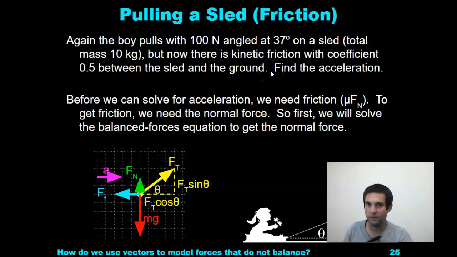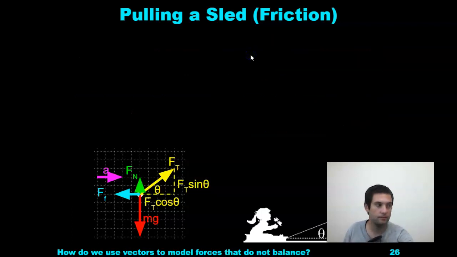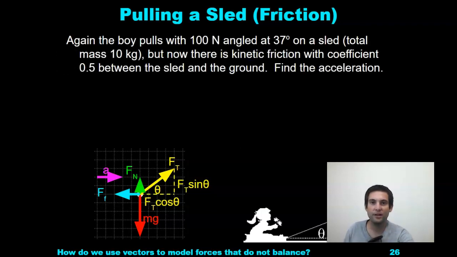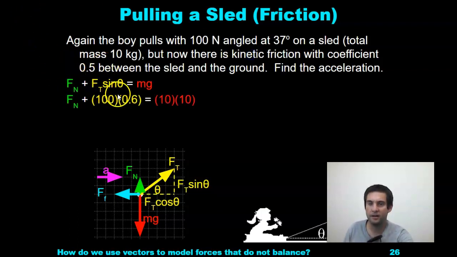Before we can solve for acceleration, we need friction. To get friction, we need the normal force. So we're going to solve the balanced force equation to get the normal force. Again, the boy pulls with 100 newtons. So we're looking at the balanced force equation, Fn plus Ft sine theta equals mg, and we're trying to solve for that normal force. So we get Fn equals 40 newtons.